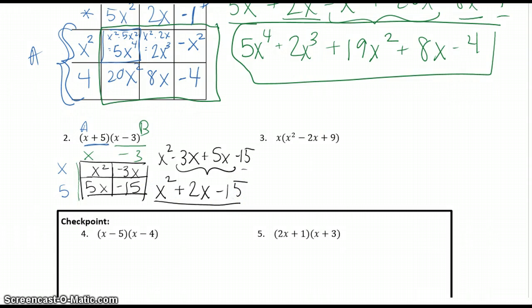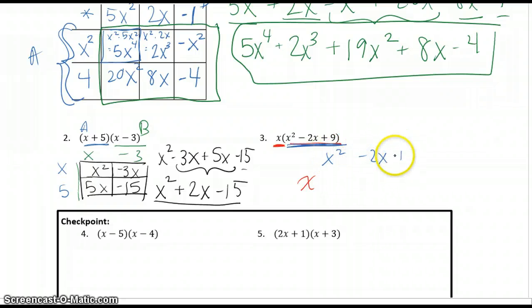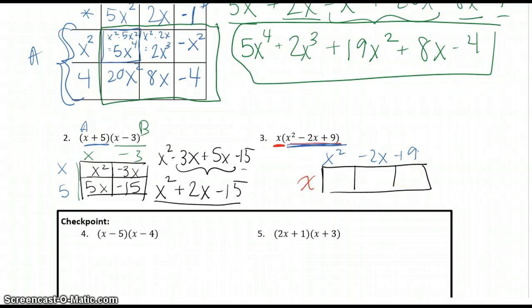In number 3, we'll start by putting polynomial A, which is just x, on the side, and polynomial B, the second polynomial here, is x squared minus 2x plus 9. So I'm going to put each of those terms along the top. And I'm going to draw my table. This time we only have 3 boxes inside our table, so we'll be multiplying things together 3 times.